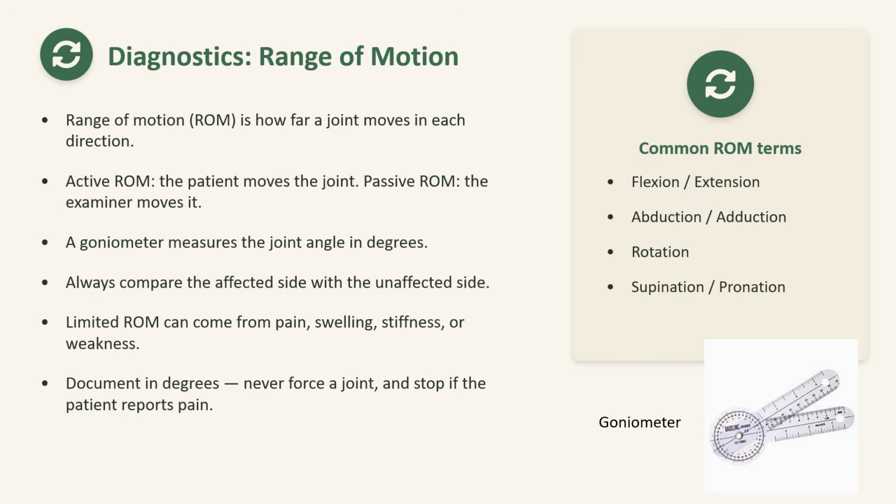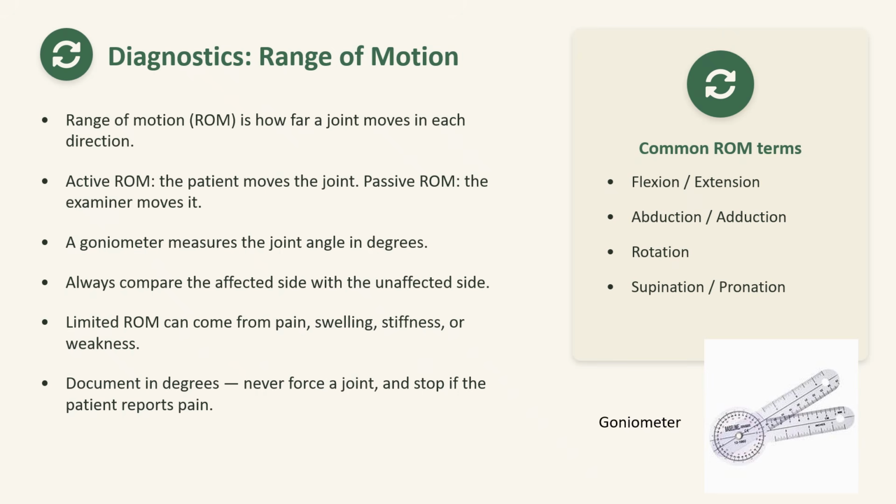How do we assess a muscle problem? Two core assessments, and you can perform both. The first is range of motion. Range of motion is simply how far a joint moves in each direction. And remember the distinction from the skeletal module. In active range of motion, the patient moves the joint under their own power. In passive range of motion, you or the provider move it for them.